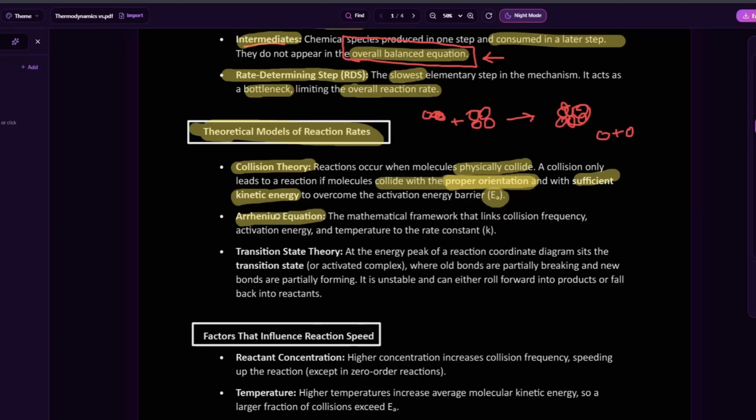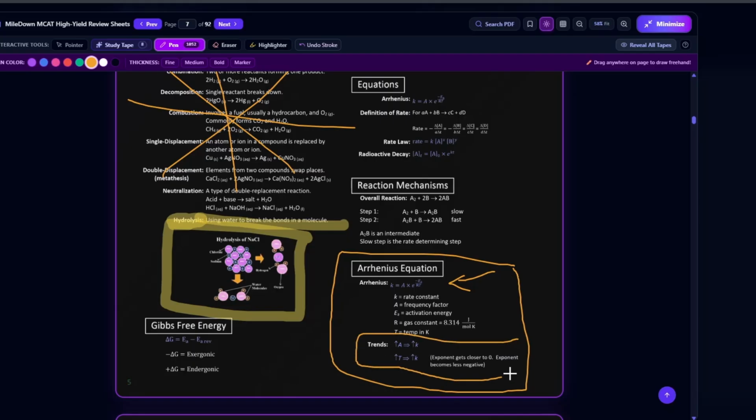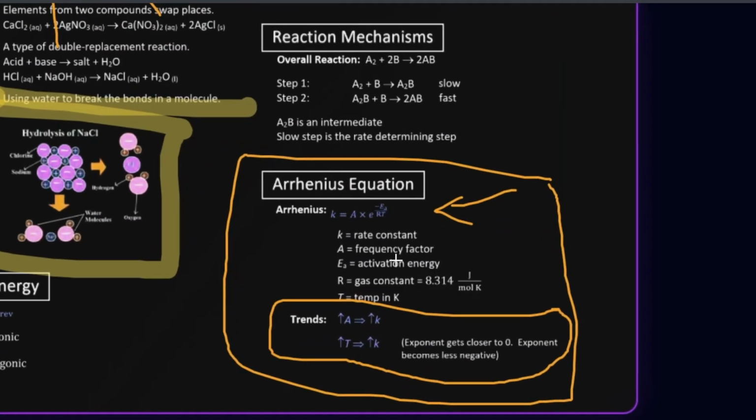The Arrhenius equation is a mathematical framework that links collision frequency, activation energy, and temperature to the rate constant. If we go to the Arrhenius equation in the Mao's down sheet, it's over here. You want to do practice questions on this for sure. Generate your practice questions, and we'll go through how to do that soon. Trends are important to know. In every formula in the chemical physical section, you can tell by the formula, if I change one variable, how it will affect the other variable.